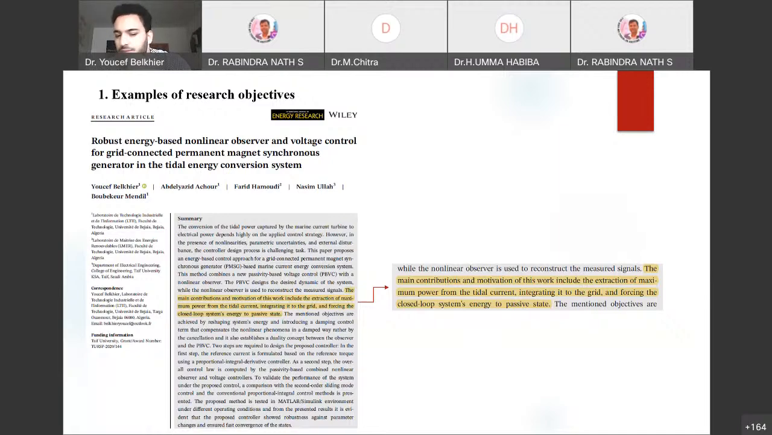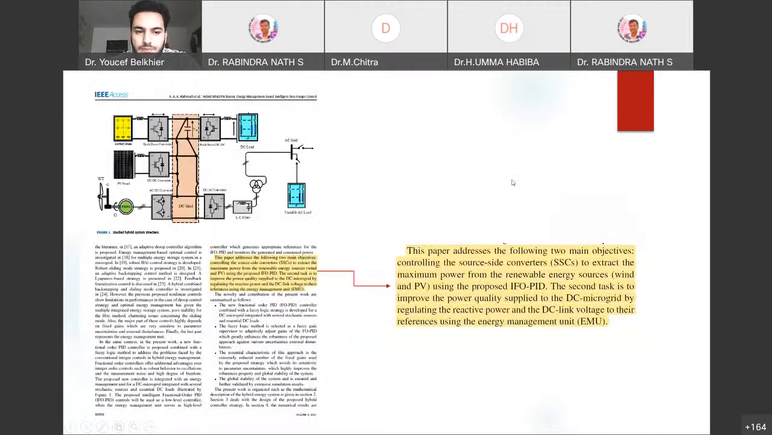for the scientific community. Okay, another example. This is another paper. You can see here the authors have directly given the objectives. This paper addressed the following two main objectives: controlling the source side, and the second task is to improve this. You can see, so you should write it clearly and directly, not make it hard or complicated, but simple: clear objectives of the paper are this, this, and this.